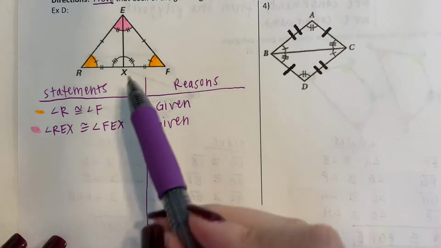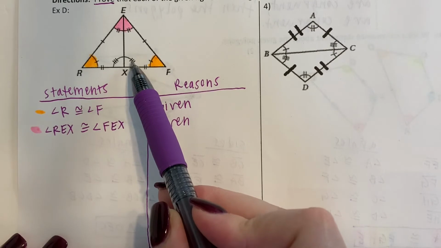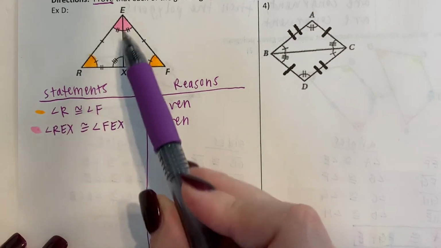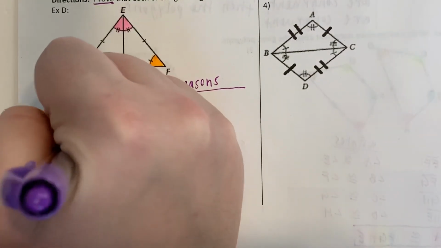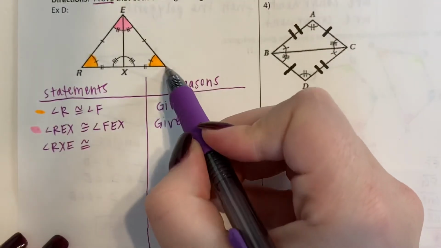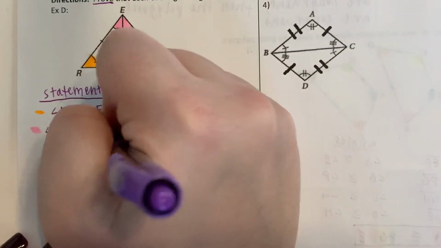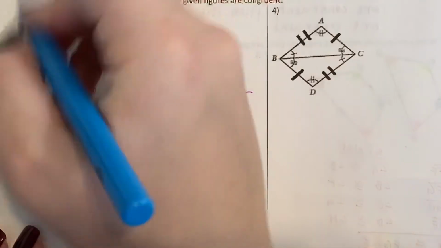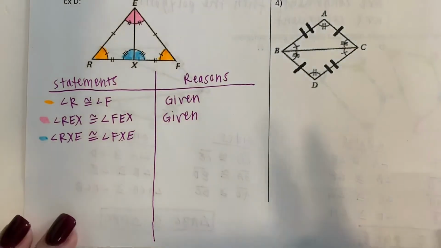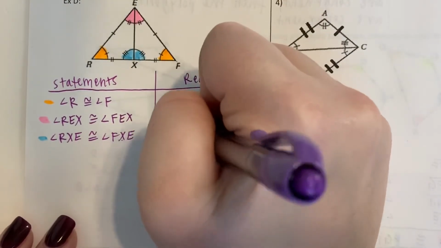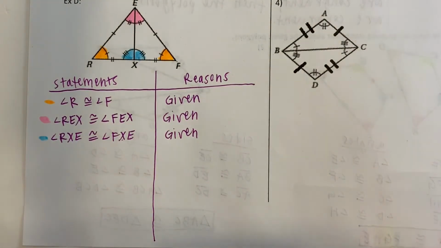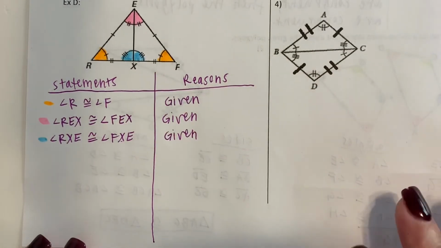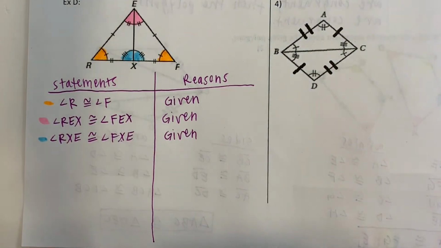I have one last angle right here. Angle X is congruent to angle X, except I will need to use 3 letters again. So I could call this one angle RXE, and it is congruent to angle FXE. Notice my X has to be in the middle because my X is the vertex. And here are my 2 angles with the 3 tick marks. My reason is given. So I have listed and showed that my 3 angles do indeed match up. So my angles are corresponding. But now I need to do the same thing with the sides.